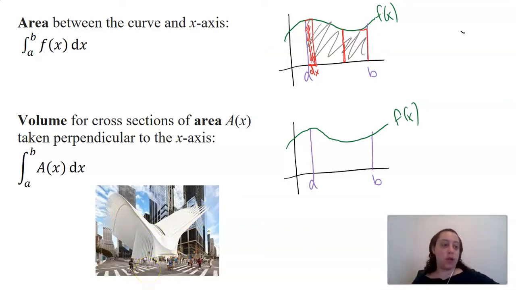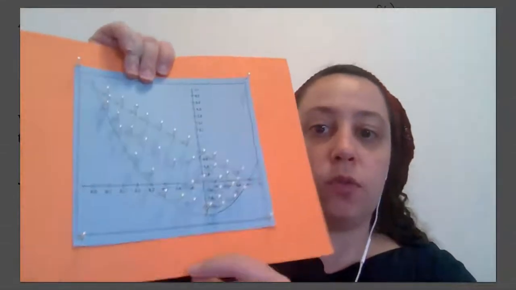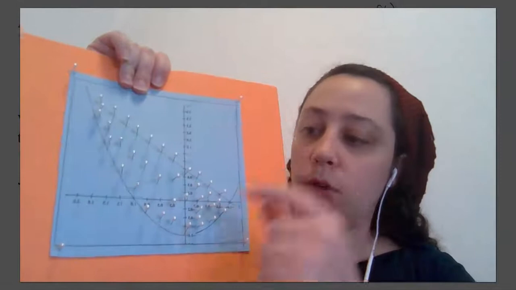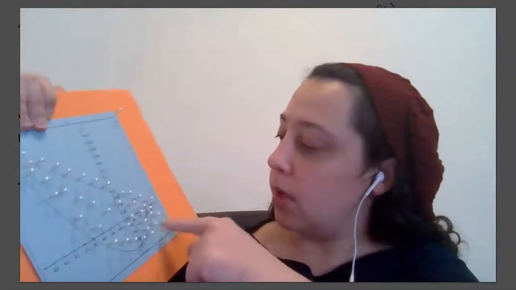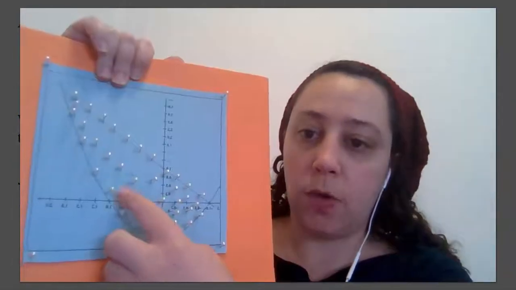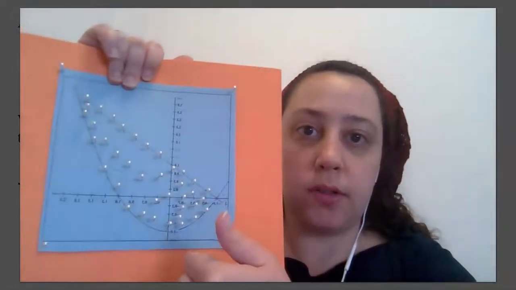So I want you to work on a project that I gave you a while back, and I'm going to link all the tools to it again. So you remember the foam board that I gave you? So you're going to attach the graph that I gave you to the foam board, and you're going to put in the pins to line them up around each value on the x-axis to create a cross-section that's perpendicular to the x-axis.